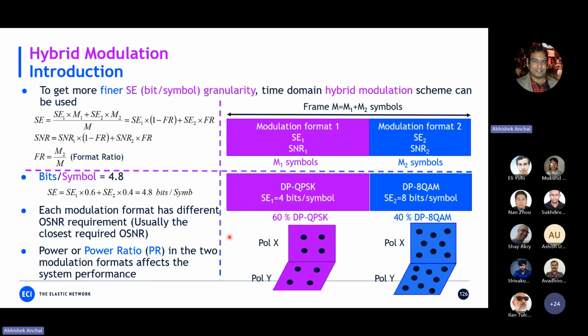The second issue is power: what power is going to be transmitted in QPSK and what power is going to be transmitted in 8QAM. It's a big issue because the power is going to determine the nonlinear performance. Every modulation format has its own characteristics in terms of nonlinear performance, so this one will be less affected and this one will be more affected. So what power ratio are you going to choose? We define a power ratio of the two modulation formats, and this power ratio basically affects the transmission and the system performance, BER, etc.